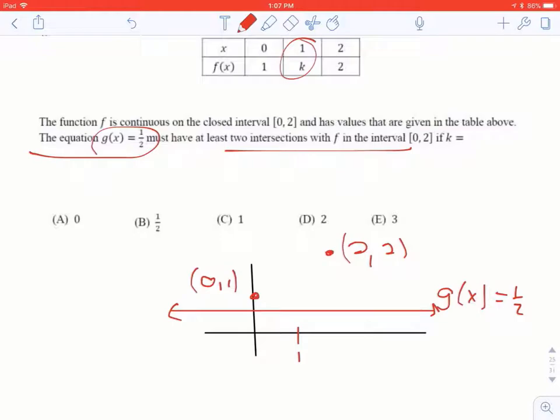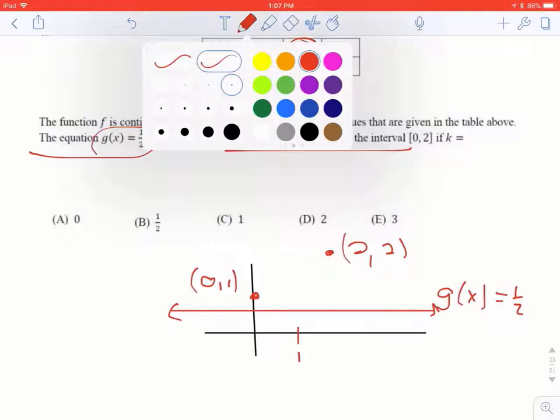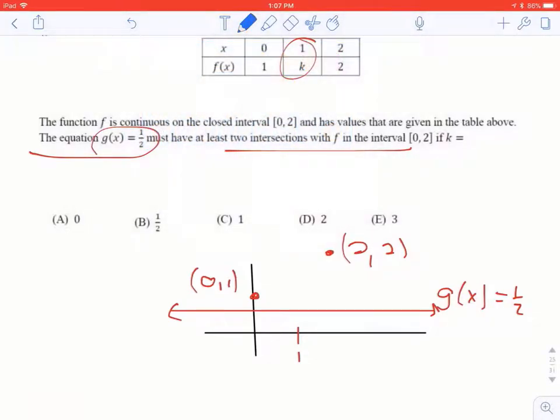So the function's continuous, and the equation g of x, that's this red line here, must have at least 2 intersections with f. So f is a function that has to go through this, it has to go down here, and it has to go back up to get to 2. We know it has to go down there because there's at least 2 points of intersection. So what could k be?